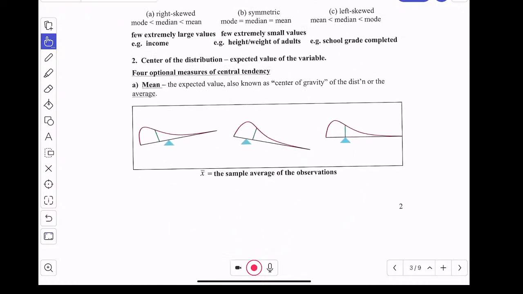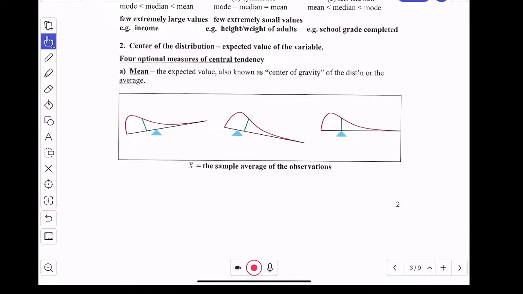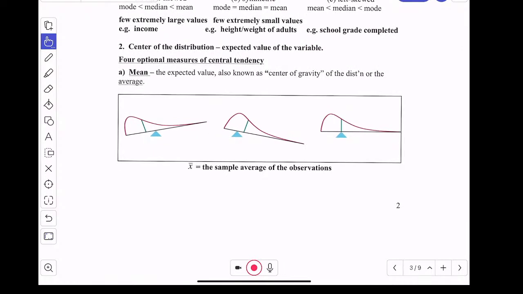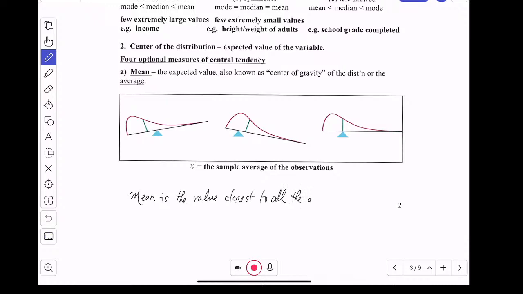The mean, you can remember this drawing, or you can remember this sentiment. The mean is the value closest to all the other data, closest to all the other points. In that sense, it's the center of gravity. The mean is the value closest to all the other points.